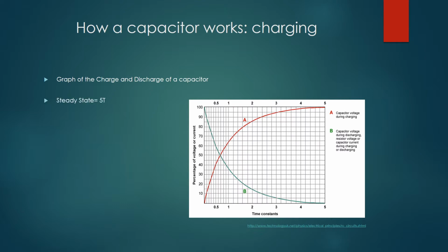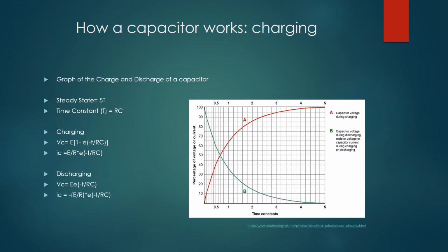These time constants can be easily measured by multiplying the resistance in the circuit by the capacitance. The equation that gives how much voltage is stored in the capacitor is E times (1 minus the exponential of negative t on RC), and the current is given by E over R times the exponential of negative t on RC. For discharge, the voltage is E times the exponential of negative t on RC, and current is given by negative E over R times the exponential of negative t on RC.